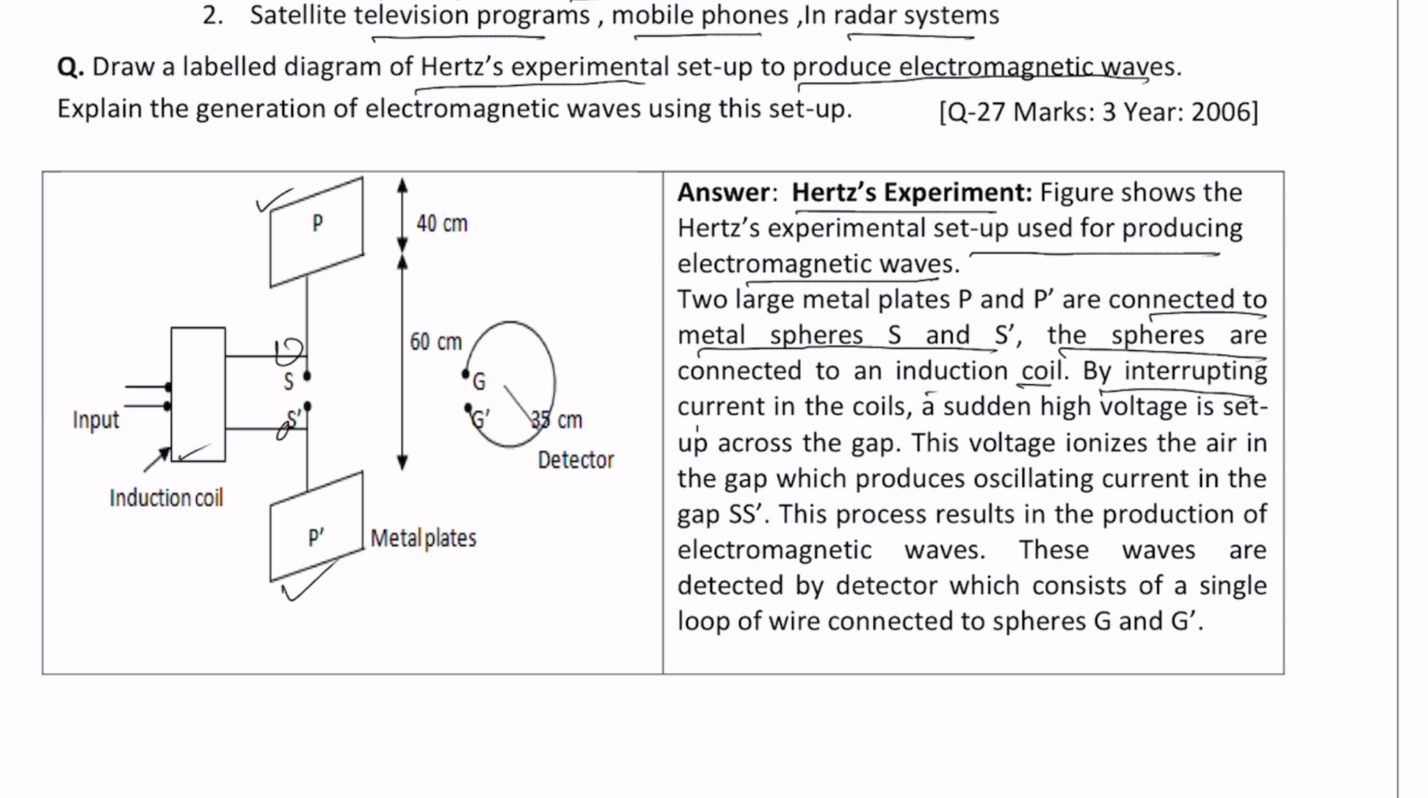By interrupting the current in the coil, a sudden high voltage is set up across the gap. This voltage ionizes the air in the gap, which produces an oscillating current in the gap SS dash. Because of this high voltage, it produces oscillating current. This process results in the production of electromagnetic waves. These waves are detected by the detector, which consists of a single loop of wire connected to the spheres GG dash. Okay, this is the detector.